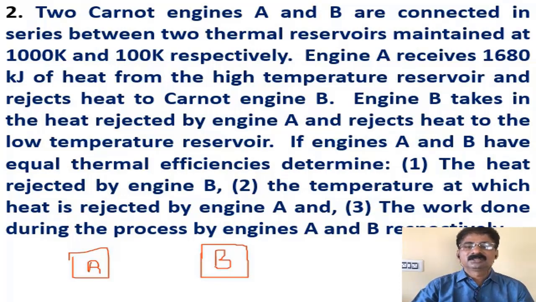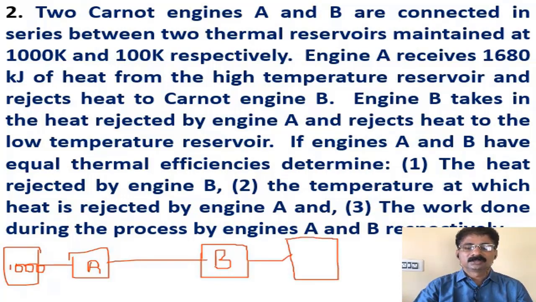So two Carnot engines are connected in series between two thermal reservoirs. They are directly connected to each other, and these two are working between two reservoirs. This is one reservoir whose temperature is 1000 Kelvin. I am explaining this to help you understand the problem. Later I will show you the actual diagram in the next slide. Here it is connected to 100. So two engines in series are connected between two reservoirs maintained at 1000 Kelvin and 100 Kelvin respectively.